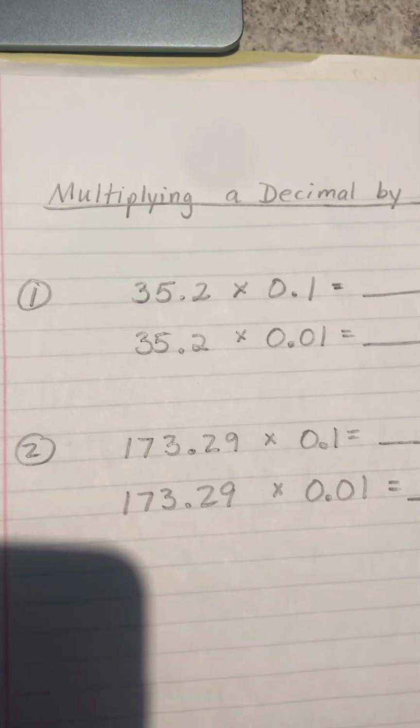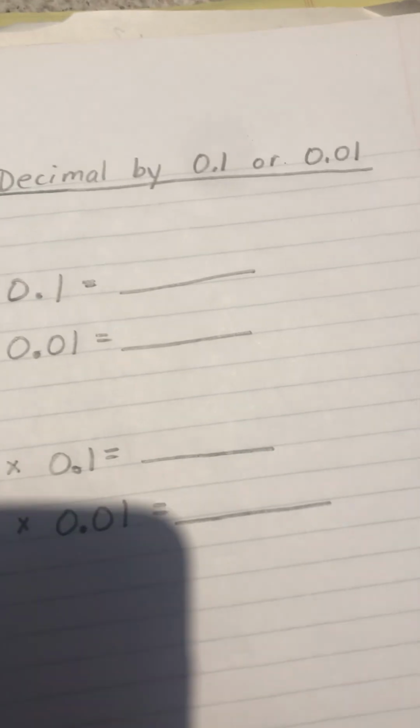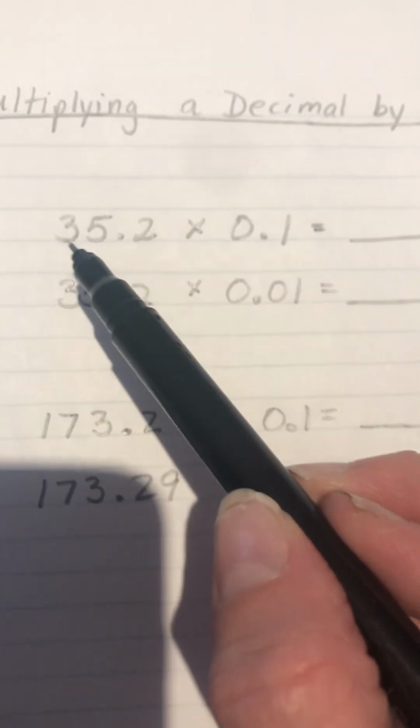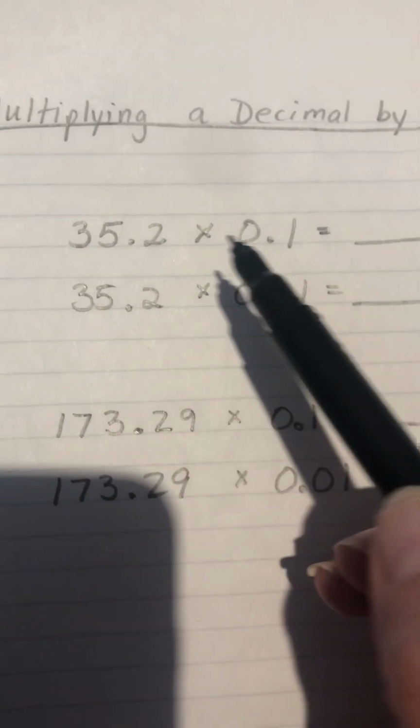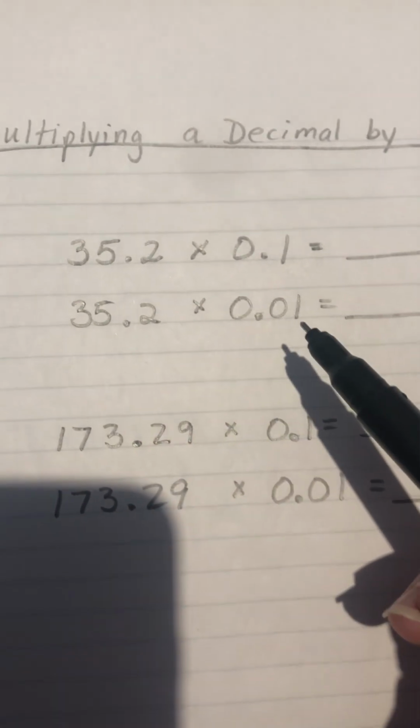This is a quick video to show you or remind you how to multiply a decimal by 1/10 or 1/100th. So we're just going to do a few examples. So we have 35 and 2/10 times 1/10 and 35 and 2/10 times 1/100th.